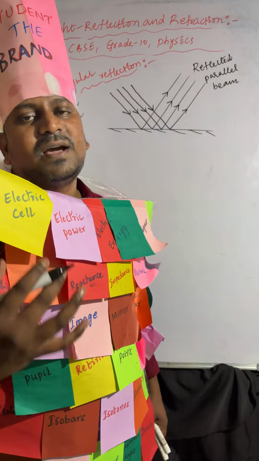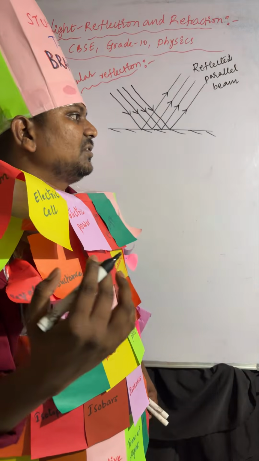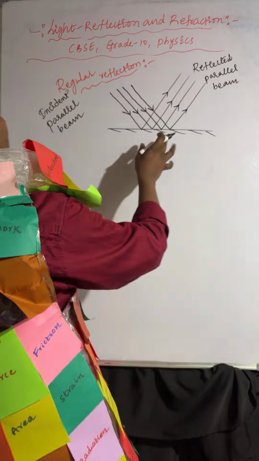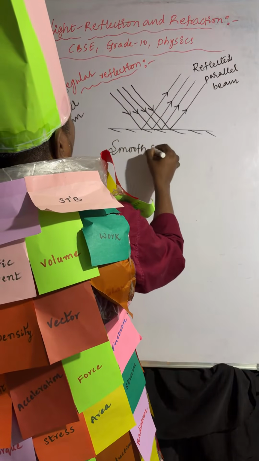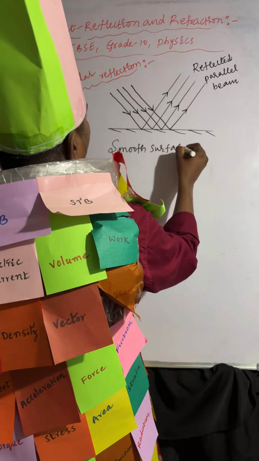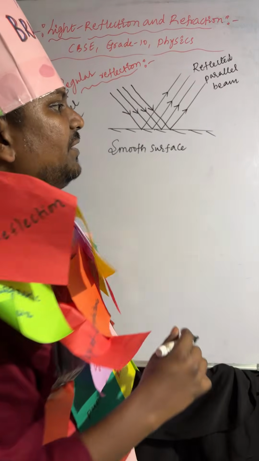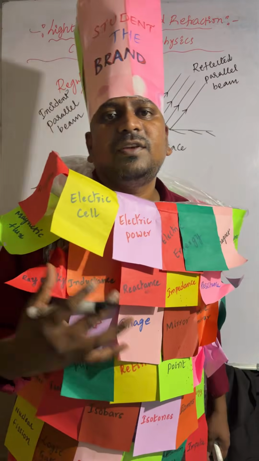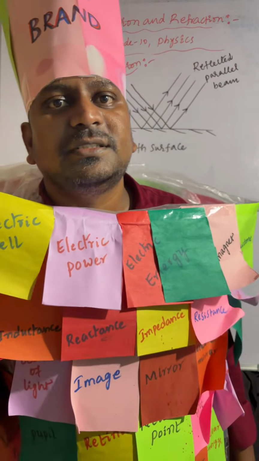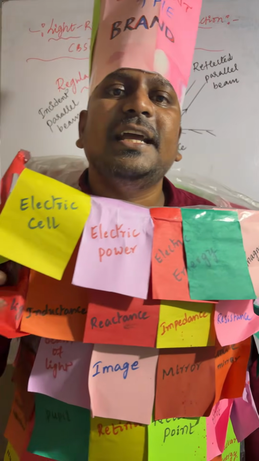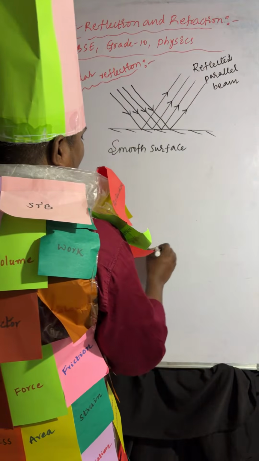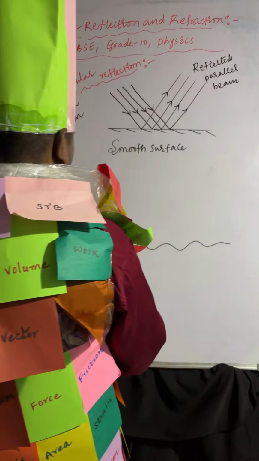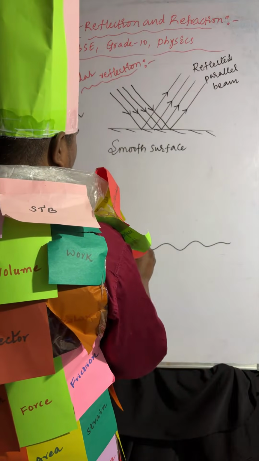A number of light rays parallel to each other is called a beam. And this is a smooth surface. Regular reflection takes place on a smooth surface, whereas irregular reflection takes place on a rough surface. So here you can observe, this is the rough surface. Understood or not? This is a rough surface.